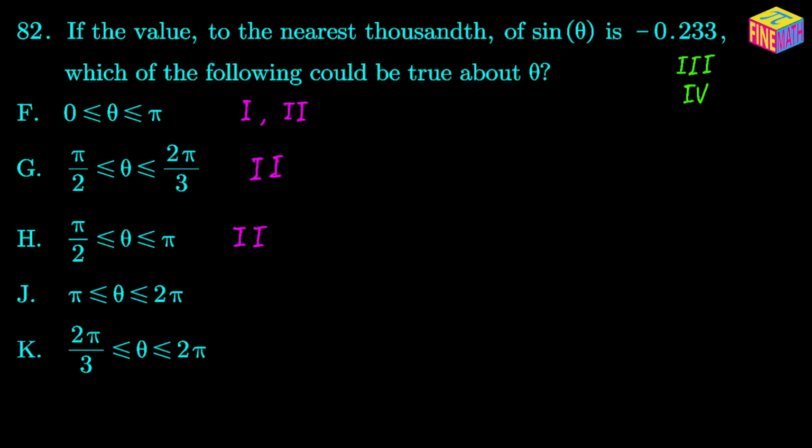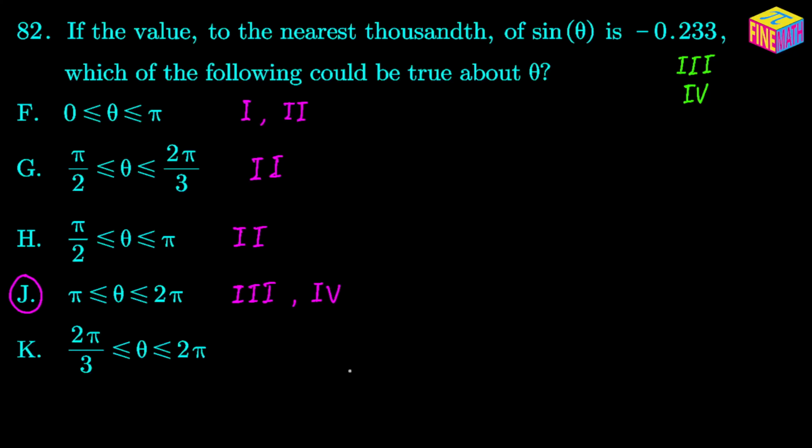Now let's look at the fourth option. Well, the fourth option says theta is greater than or equal to pi and less than or equal to 2 pi. Exactly, that is what we have been looking for. This covers the third quadrant and fourth quadrant. This covers both the quadrants and that is our answer. So our correct answer would be option J.